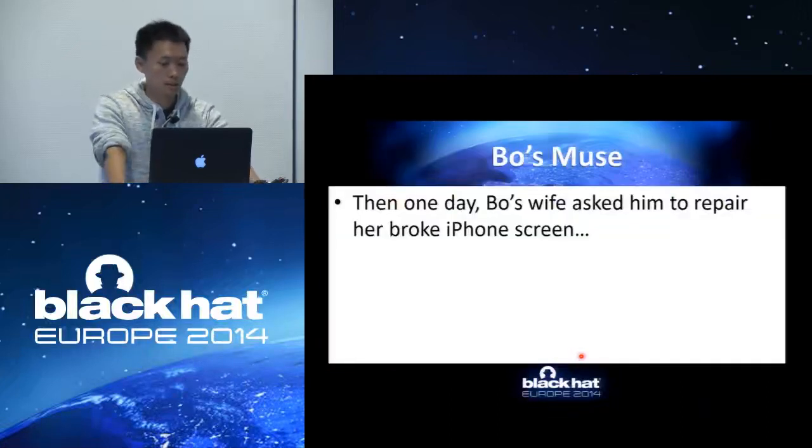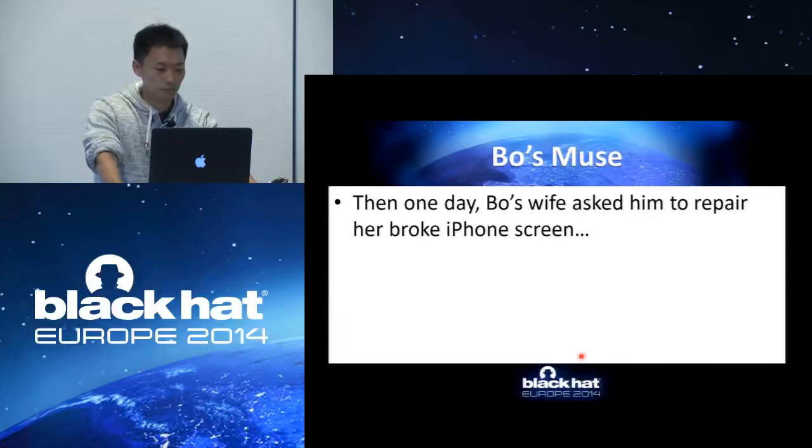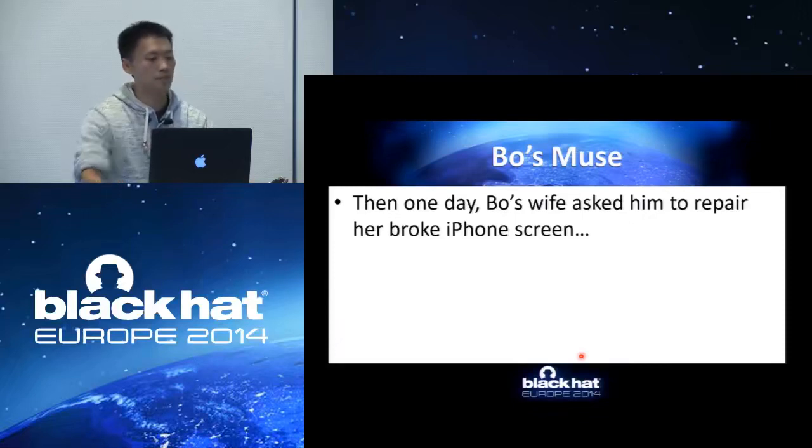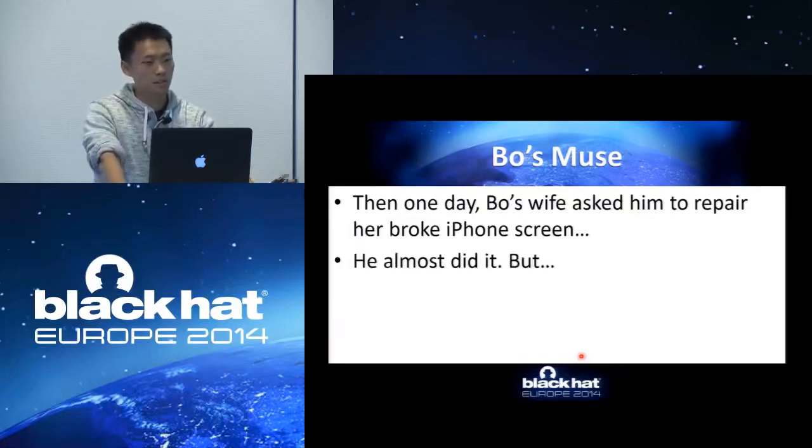One day, one thing happened, and this experience gave us an idea how to guide the randomness. One day, Bo's wife asked him to repair her broken iPhone screen. As you know, Bo is a great hacker, he's very good, so it should be no problem, no sweat. He almost did it.